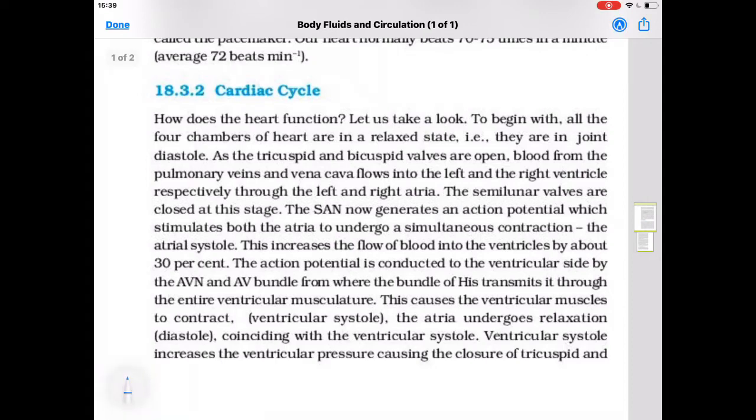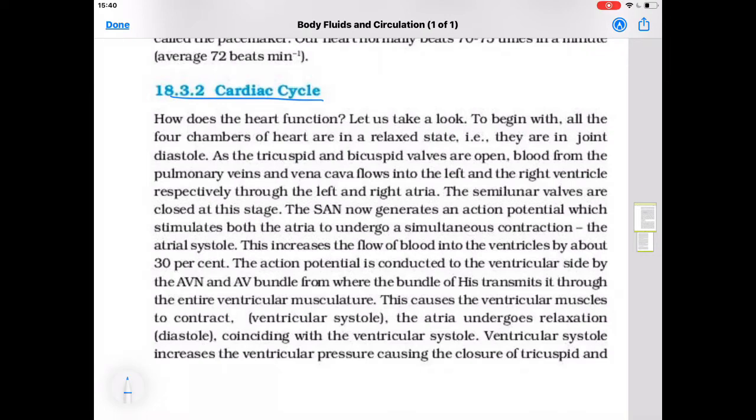So, first, what is cardiac cycle? Cardiac cycle is defined as the sequence of alternating contraction and relaxation of the atria and ventricles in order to pump blood throughout the body. So, cardiac cycle is a rhythmic sequence of contraction and relaxation of atria and ventricles.